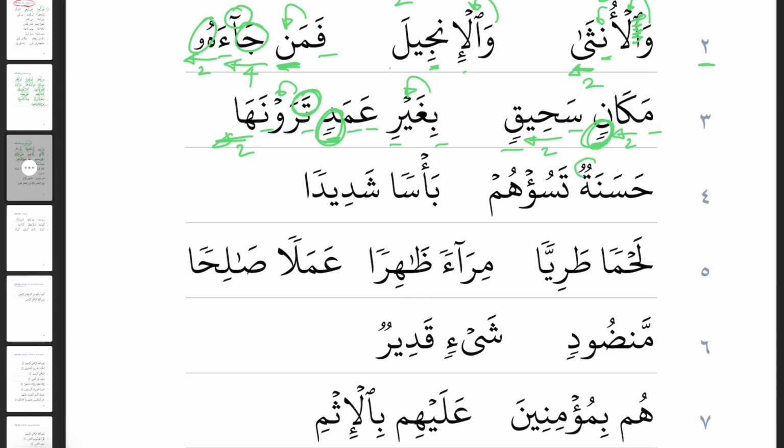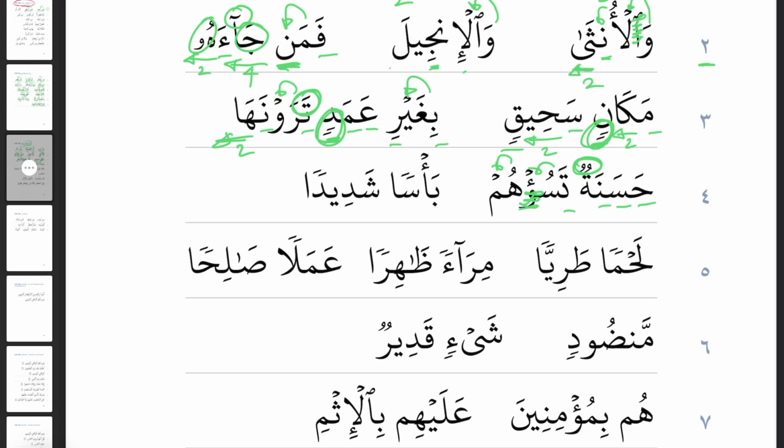Here we've got two open dhammas. So when we have two open dhammas, we know we must look and see what letter comes next. And if it's not a letter with a shadda, if it's not a waw or a ya, we will be holding the ghunnah. So we have ha, sa, na, tun, ta, su, hum. Hopefully nobody got waylaid by this wow.